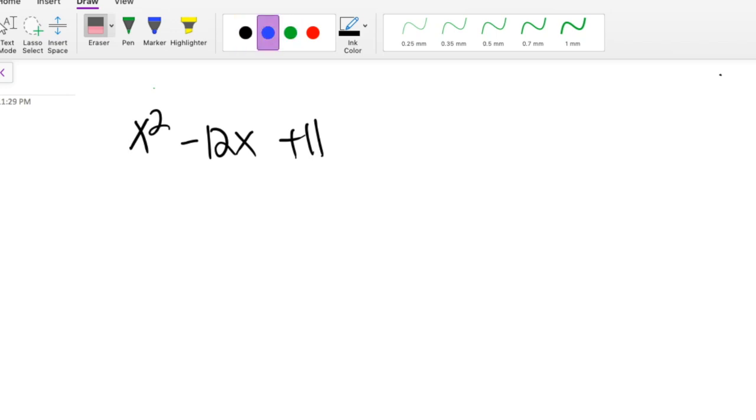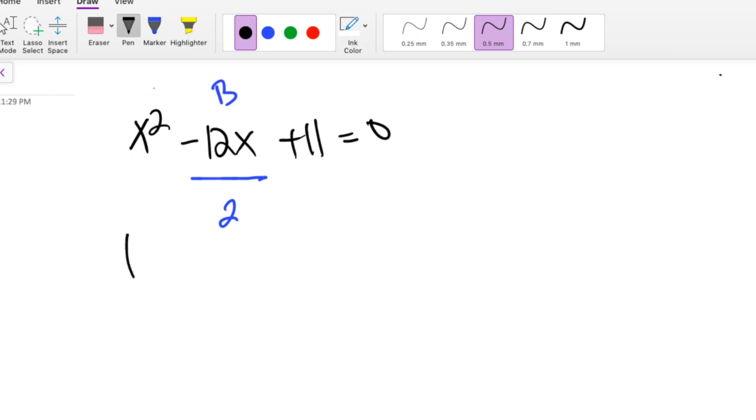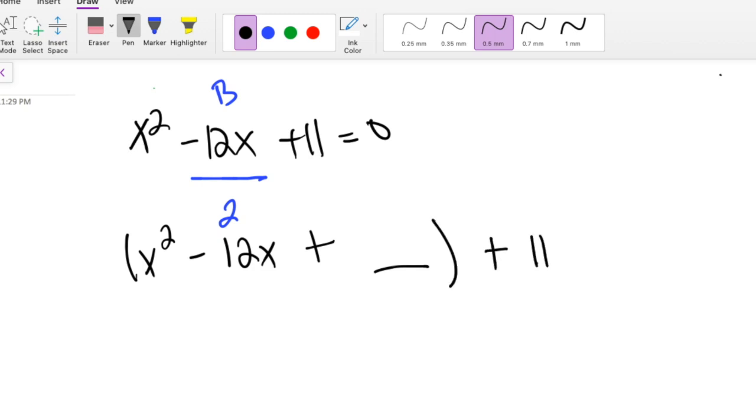So how do we complete the square? Let's set this equal to 0. And the first thing we want to do is, since we know this is our B right here, we want to divide B in half. Negative 12x divided by 2 is going to be 6x. Now we're going to rewrite what we have up here already. X squared minus 12x plus, I'm going to leave a little space here, and you'll see exactly why we're writing it like this for a second.